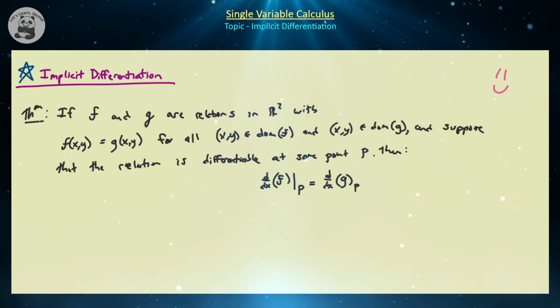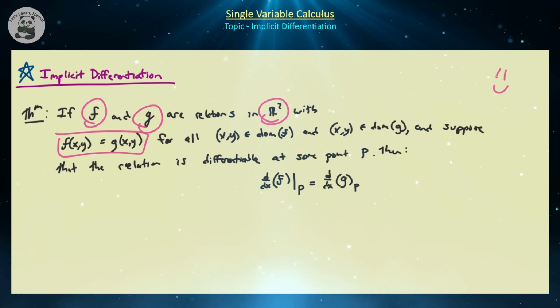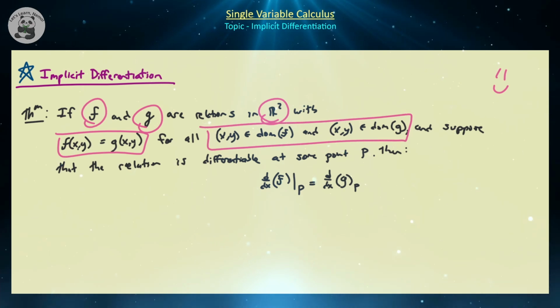So the idea behind implicit differentiation is practically this, and we'll leave the theoretical and rigorous proof and statement of this theorem for a later time. But let's assume that we have two relations f and g that belong to two-dimensional space R2, and let's assume that they are going to be equal to each other for all points x and y located in their specified domains. So, if they are equal to one another, in a sense they must change the exact same way at all points p that belong to their domain.